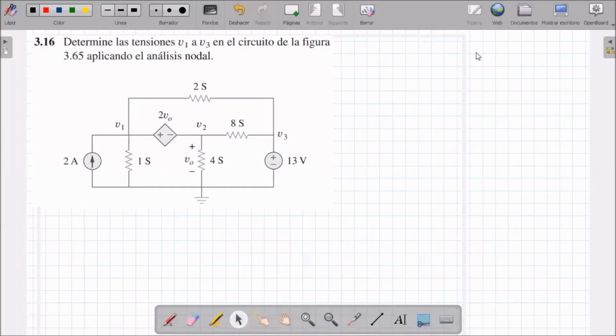Good morning, Kali. Today we are going to solve exercise 3.16 of the electrical circuit book, Fundamentals of Electric Circuits. This exercise asks me to determine the voltages V1, V2 and V3 by applying nodal analysis. First of all, we know that here they work with conductance values, where conductance G is equal to 1 over the resistance.